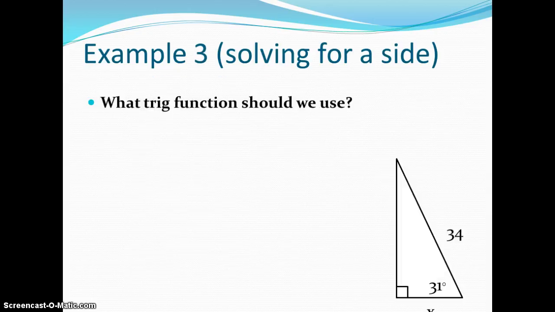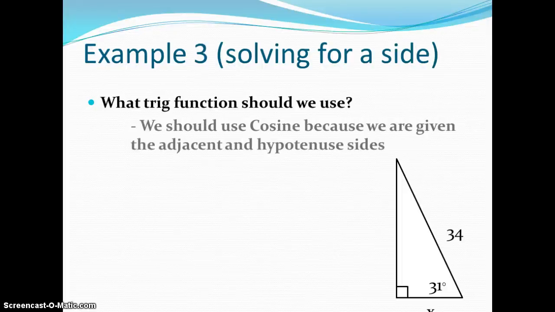Example 3. Solving for a side. What trig function should we use? So we have our 31-degree angle, we have an x, and we have 34. We should use cosine because we are given the adjacent and hypotenuse sides. So we have 31 degrees, and our adjacent side is x because it's right next to the angle, and then our hypotenuse is 34 because it's the longest side of the triangle.